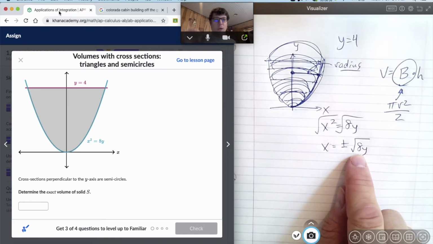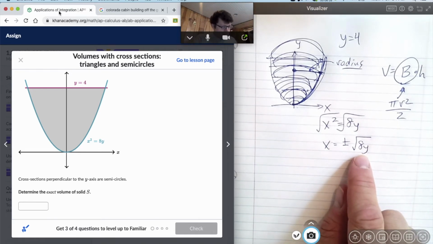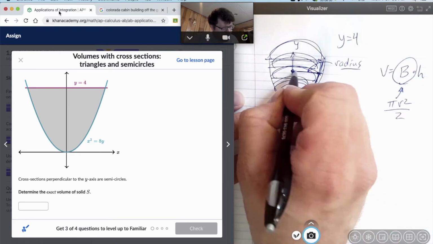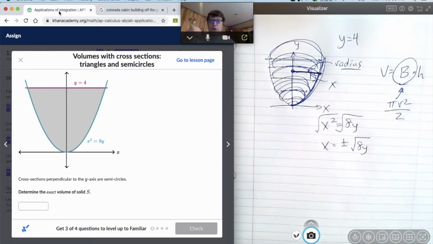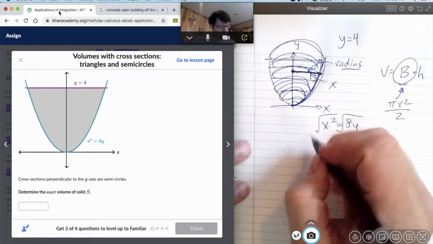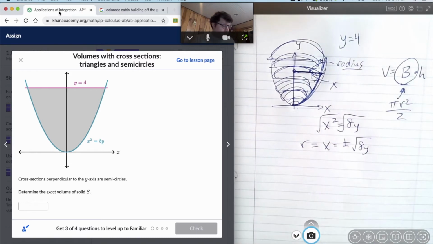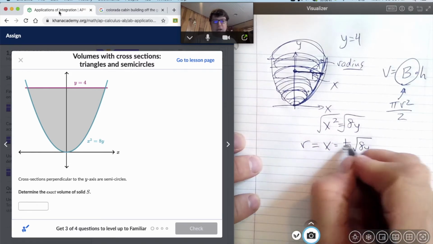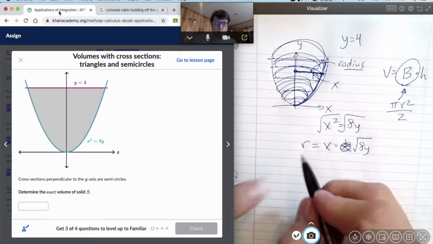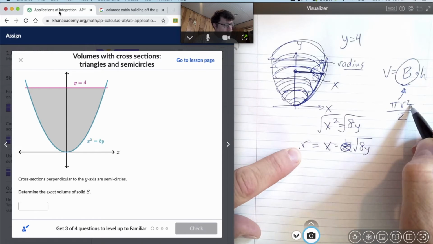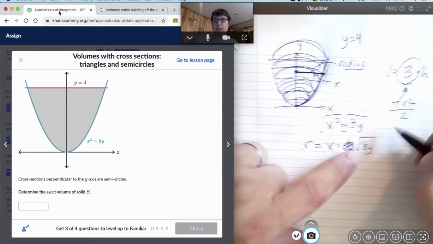That's actually going to go away here in a second. This line right here, that's x. That's how far out to the side we go. So the radius, r, is x. And specifically, we don't need the negative version of it because you're going to square it anyway. So r will be squared, which makes this thing actually become 8y.